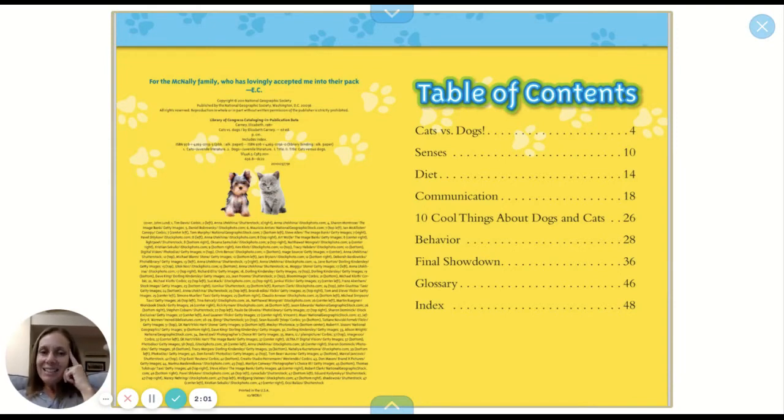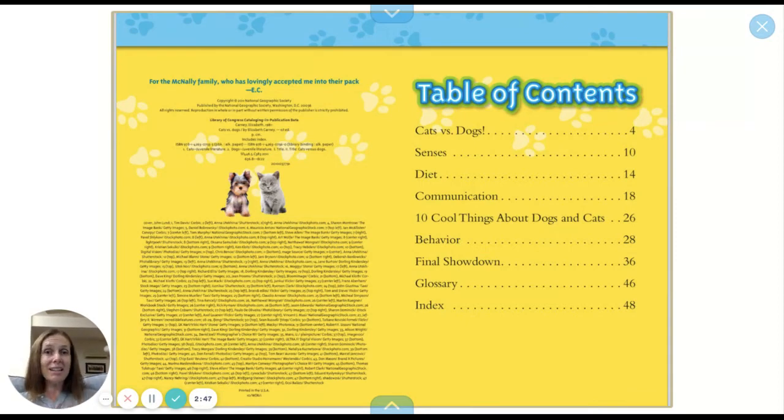I'm going to predict that I'm going to learn a lot of information about cats and dogs. I think that they're going to tell me about their senses, their diet, their communication, and my guess is at the end of the book, I'm going to choose whether I like cats or dogs better. The reason why I predict this is because of this chapter here, the final showdown. So I used my first skill, previewing, to look at all of the information, and then I made a prediction, which is a guess, about what the book is going to be about.